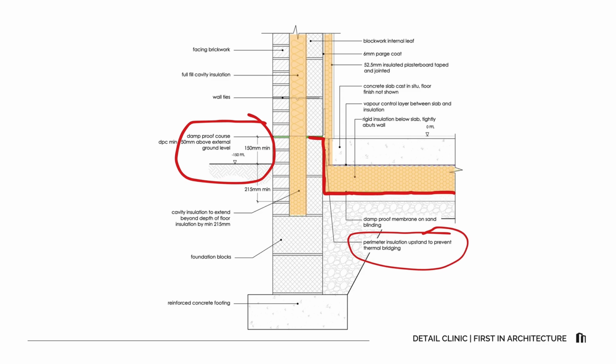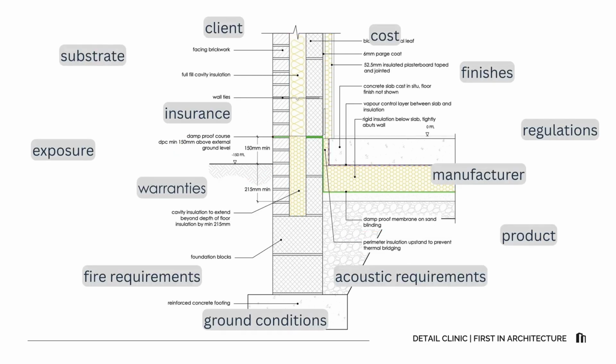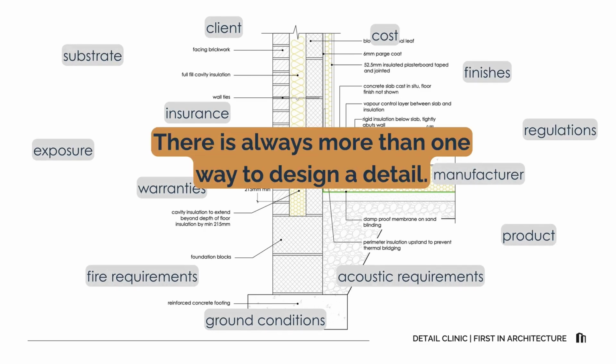Show the intent on your drawings. A small arrow or note at the perimeter lap, a clear upstand hatch, a few well-placed labels prevent most site queries. Project specifics matter. Substrate, moisture, exposure, finishes, acoustic and fire requirements, warranties, insurer requirements, and manufacturer guidance can all shift the final arrangement. There is always more than one way to design a detail.